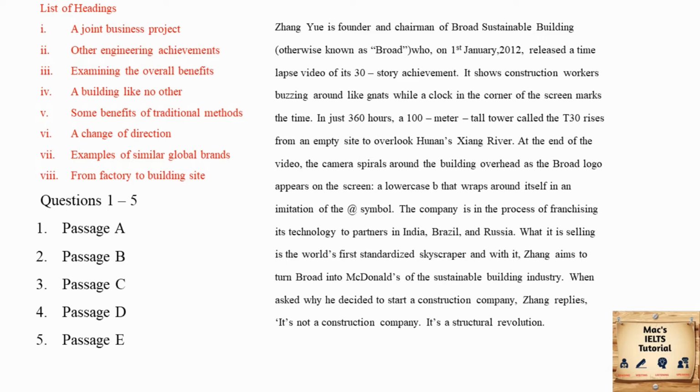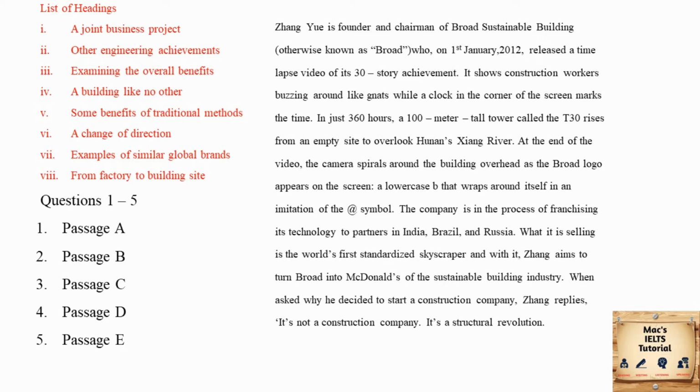The company is in the process of franchising its technology to partners in India, Brazil, and Russia. What it is selling is the world's first standardized skyscraper, and with it, Zhang aims to turn Broad into the McDonald's of the sustainable building industry. When asked why he decided to start a construction company, Zhang replies, "It's not a construction company, it's a structural revolution."